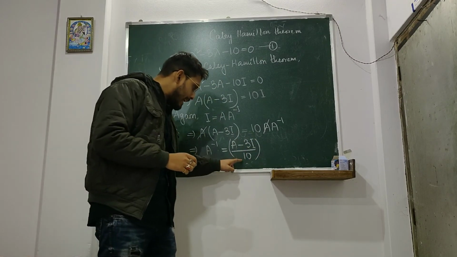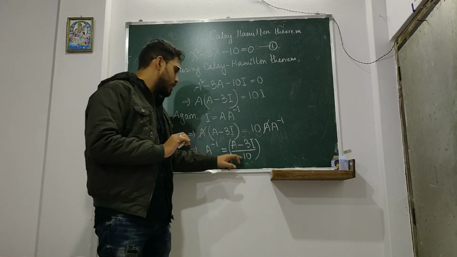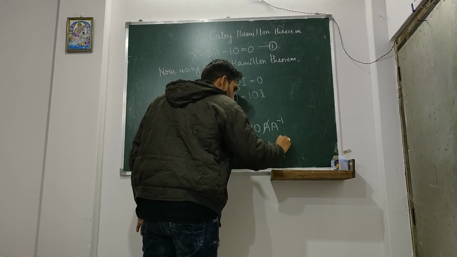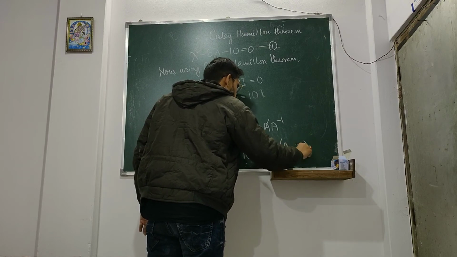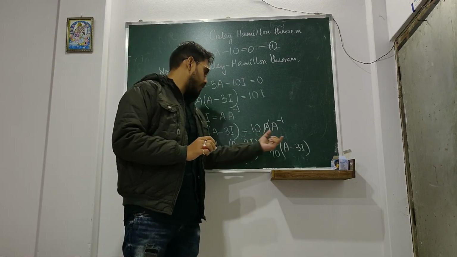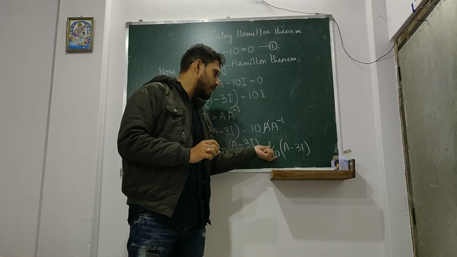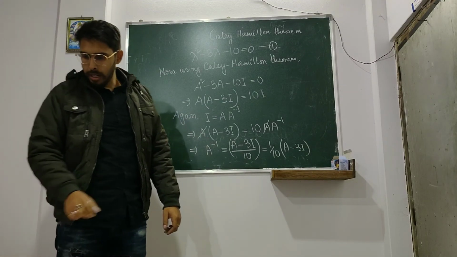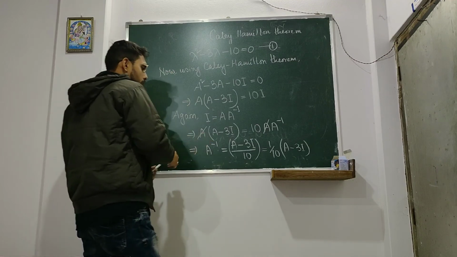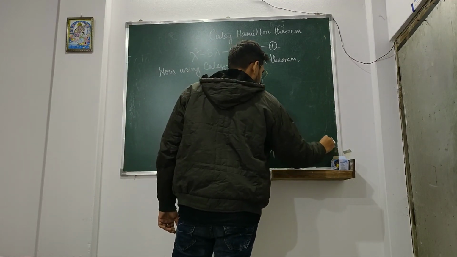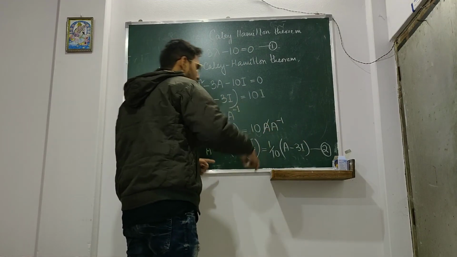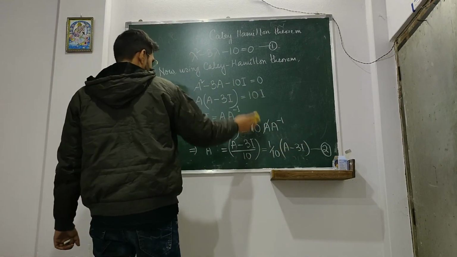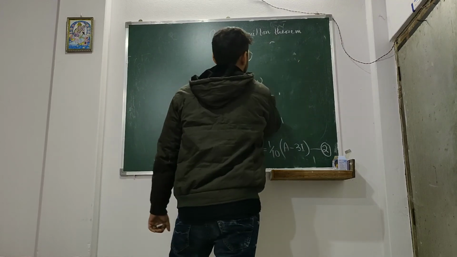Now this 10 can be kept as a number. Why? Because we are going to write it as 1/10 times (A minus 3I). So what we are going to do is find the answer of this one, and then multiply 1/10 with the matrix that we get. So the final form that I'm getting, let us make it equation number 2. So this is the equation of A inverse. Now I'm going to find the matrix form of this equation. So let us skip it and find the matrix form.